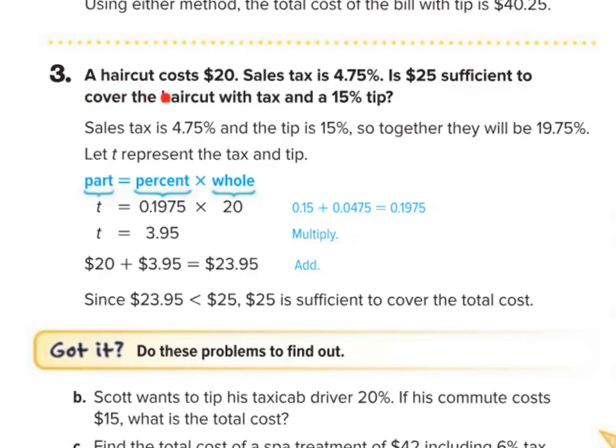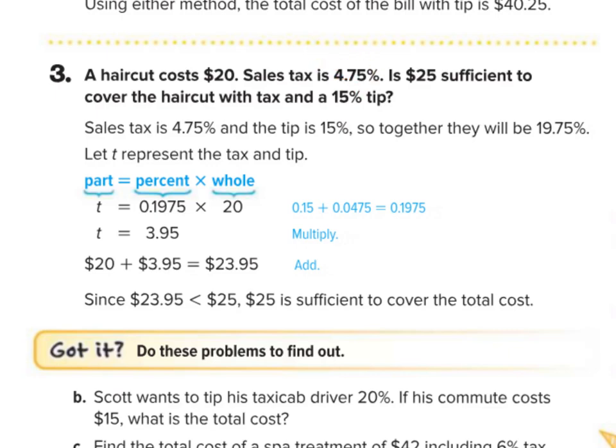Example 3. A haircut costs $20. Sales tax is 4.75%. Is $25 sufficient to cover the haircut with tax and a 15% tip? Okay, so that's the tax plus 15% tip. So first we have to solve the tax. Okay, so we're going to multiply the tax into it.